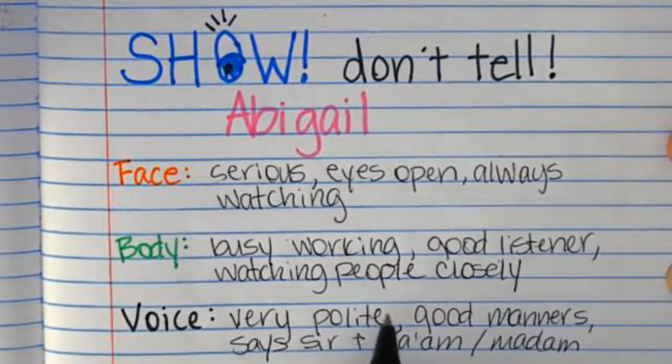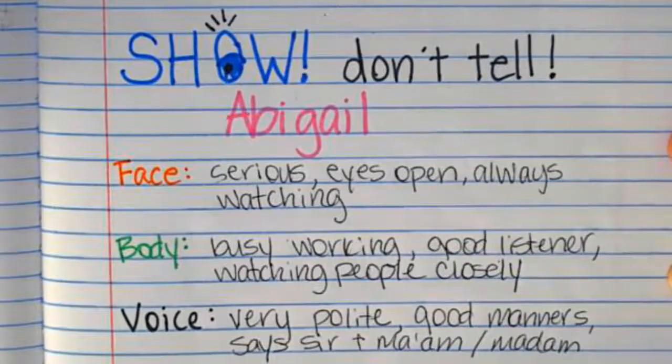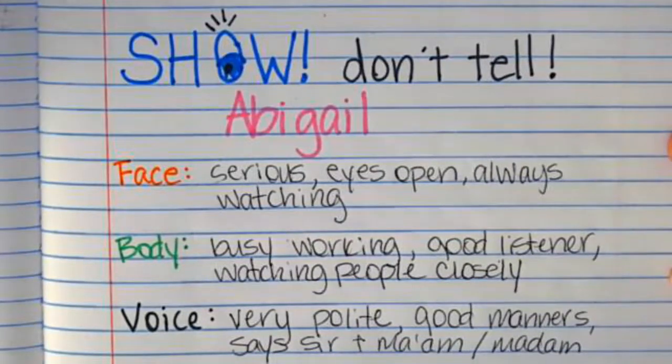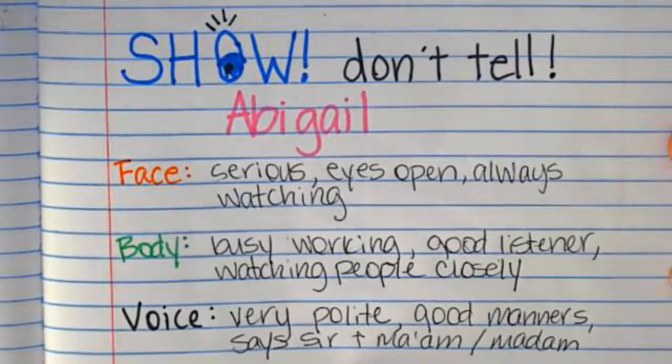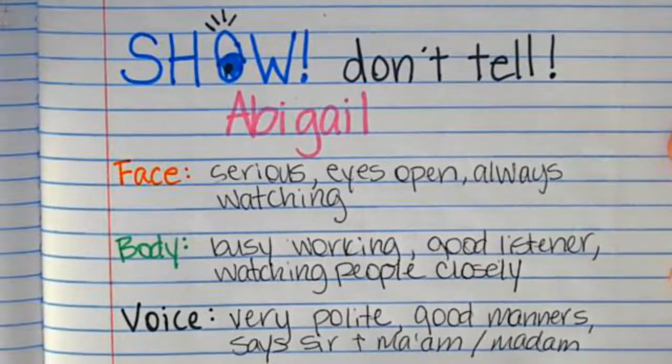She is watching people very closely as she's working, as she's in the market buying things, she's watching people, looking closely. And her voice, she's very polite, she has good manners. When she's speaking to people, she says sir or ma'am or madam. So this is kind of how our character sounds.